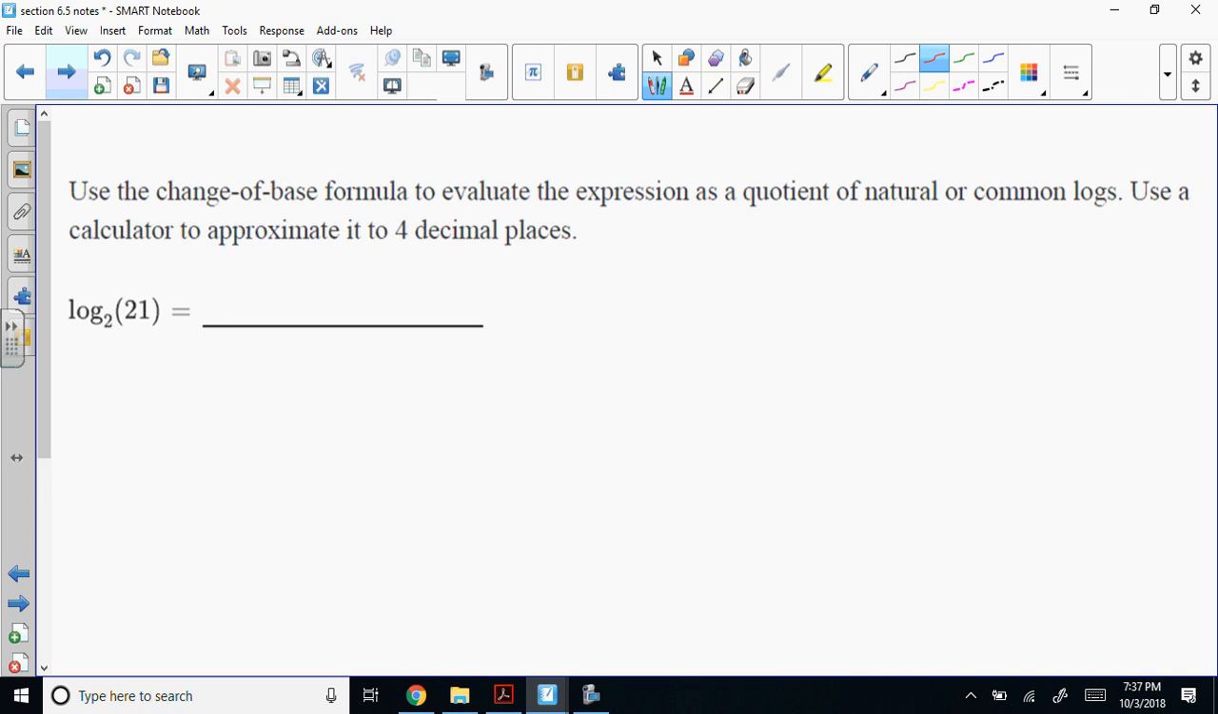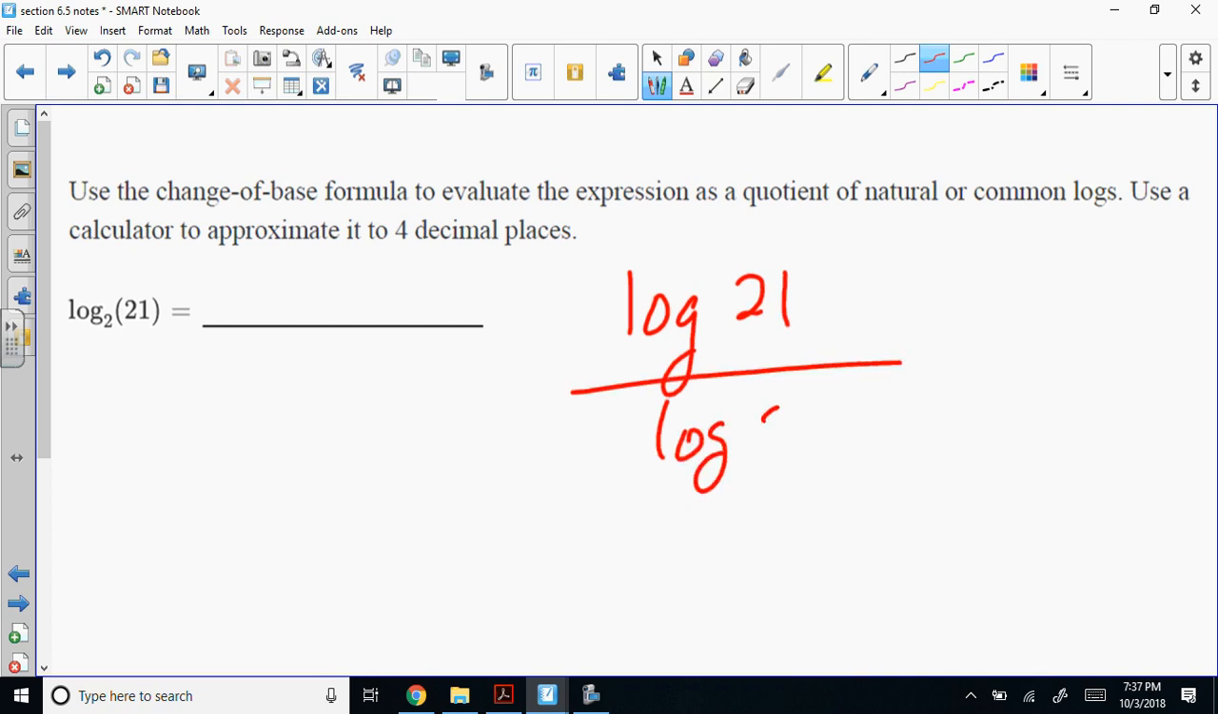Change the base. We already did change the base, have we not? This is log of 21 over log of 2, right? Evaluate that in your calculators, please. Use a calculator to approximate to 4 decimal places. You might want to do this because you may see this again in a short period of time.